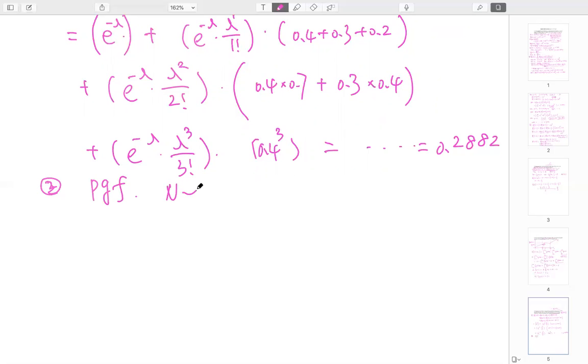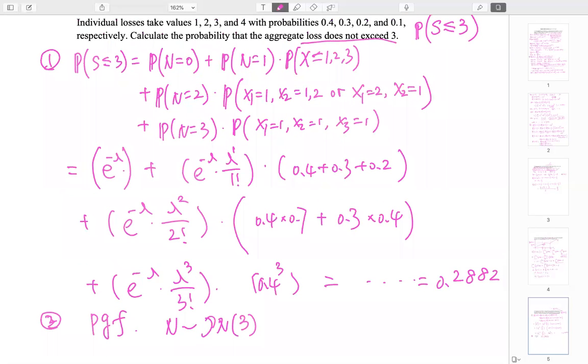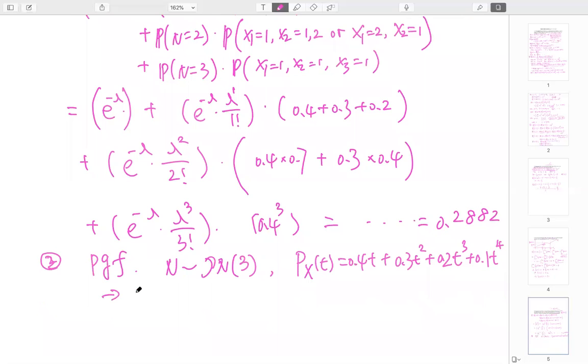Because N is Poisson 3, you can easily write down the PGF, and X has this discrete distribution, which means I can easily write down the PGF for X, right? So 0.4 t plus 0.3 t squared plus 0.2 t cubed plus 0.1 t to the fourth, right? Okay, then from here I can easily get the PGF of S, then I can differentiate, right?